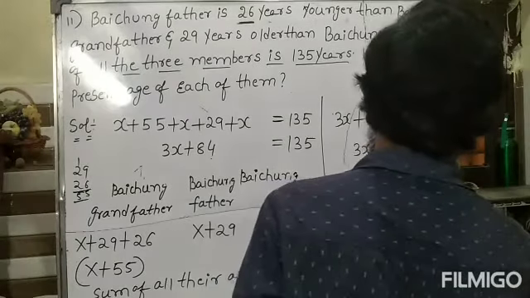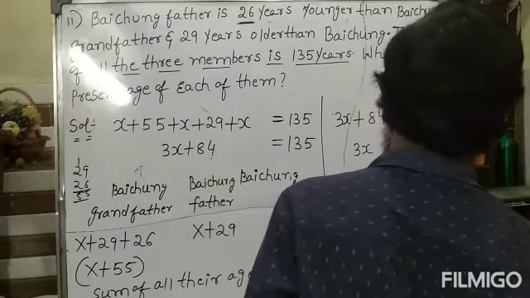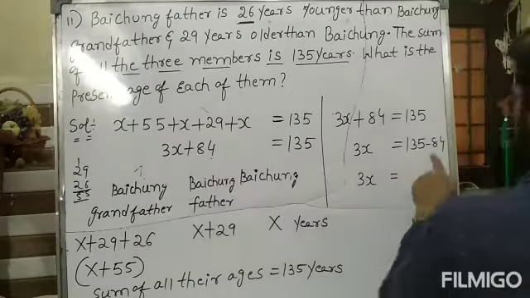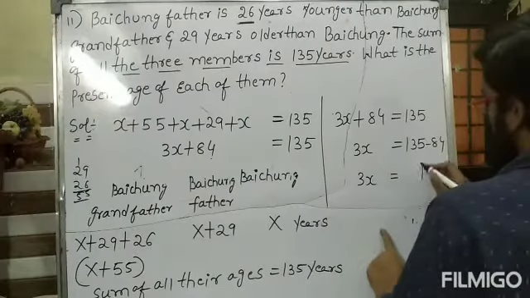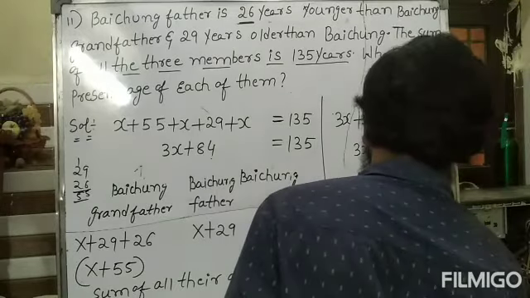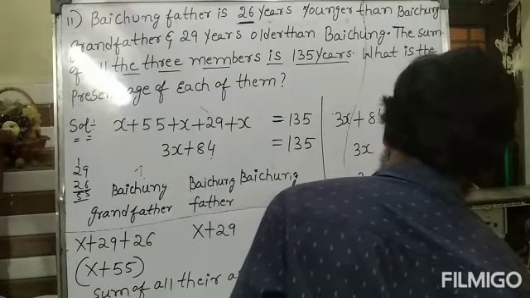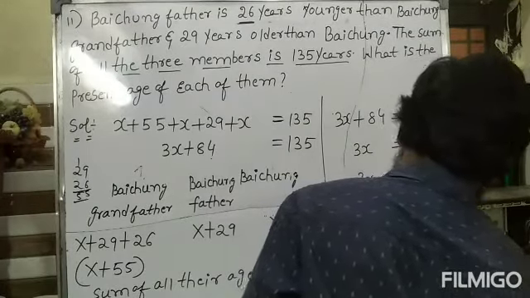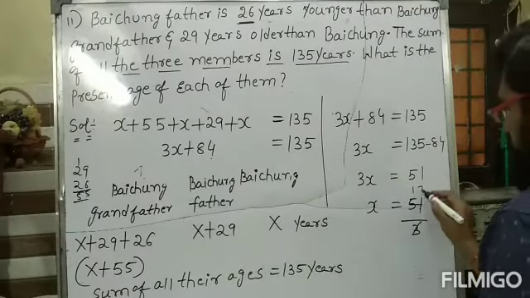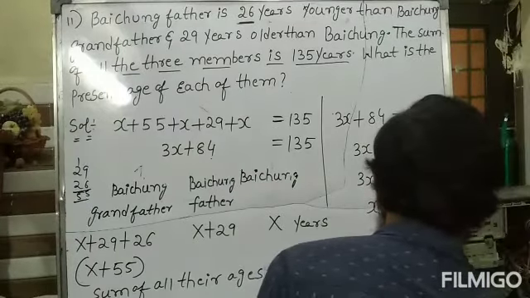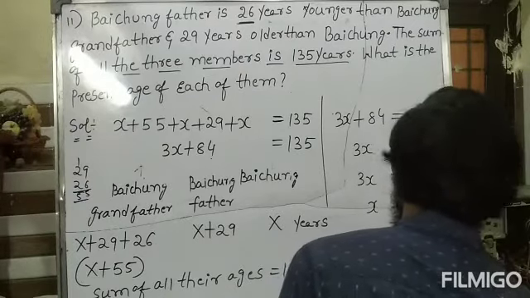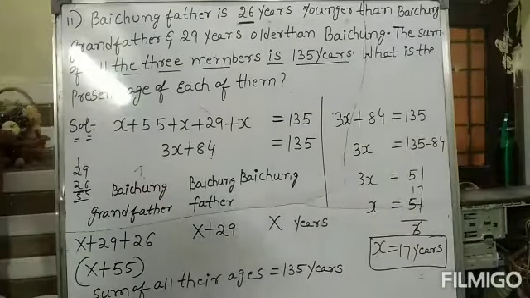3X is equal to 135 minus 84. 3X is equal to 51. X equals 51 by 3. In the 3 table, 3 sevens are 21, so X equals 17 years.